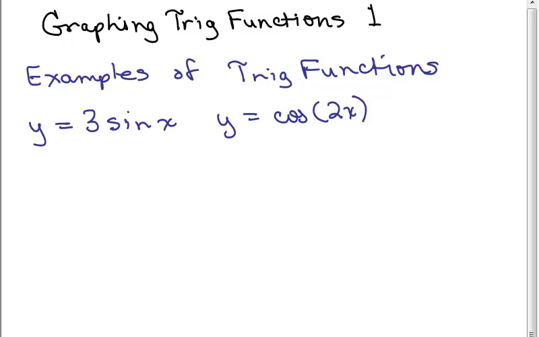We're going to learn how to graph trig functions now. So here are a couple of examples of trig functions. Y equals 3 sine of x and y equals cosine of 2x. And notice the variables are x and y. The difference here is that we're going to think of the variables as being real numbers. So when I say sine of x, I'm taking like the sine of a real number. And we got that from the circular functions.